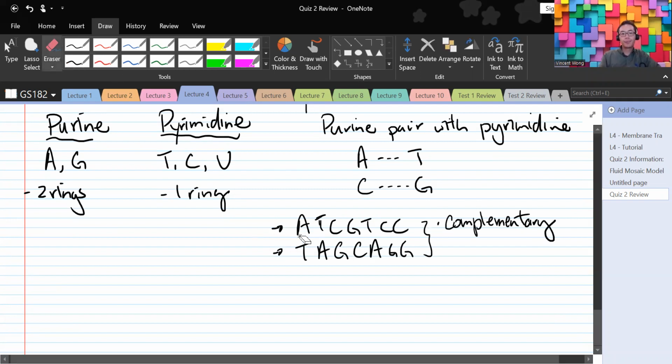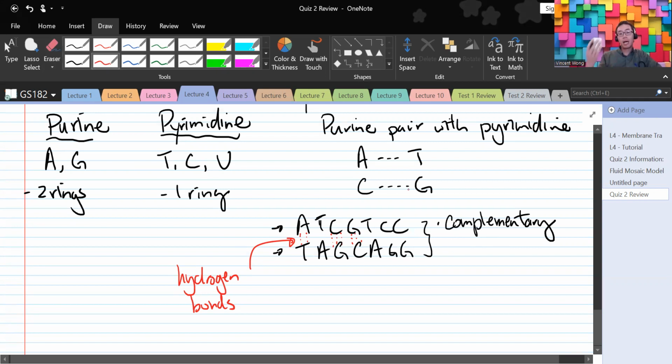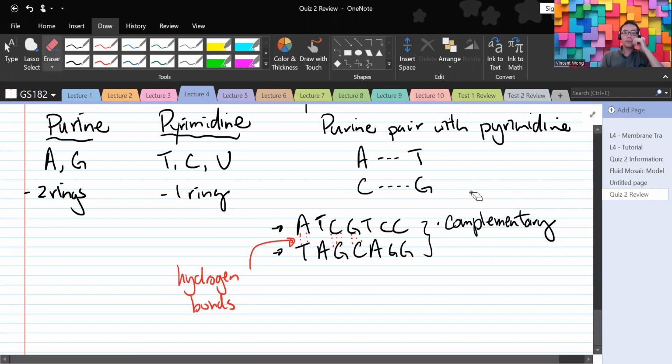Now, what's holding the two strands together is basically hydrogen bonds. There are two bonds holding the A and the T, and three bonds holding the C and the G. So C and G is stronger than A and T. If you have two strands with a high percentage of C and G, you will have a hard time pulling them apart compared to a strand that has a lot of A and T. So that's what complementary means.